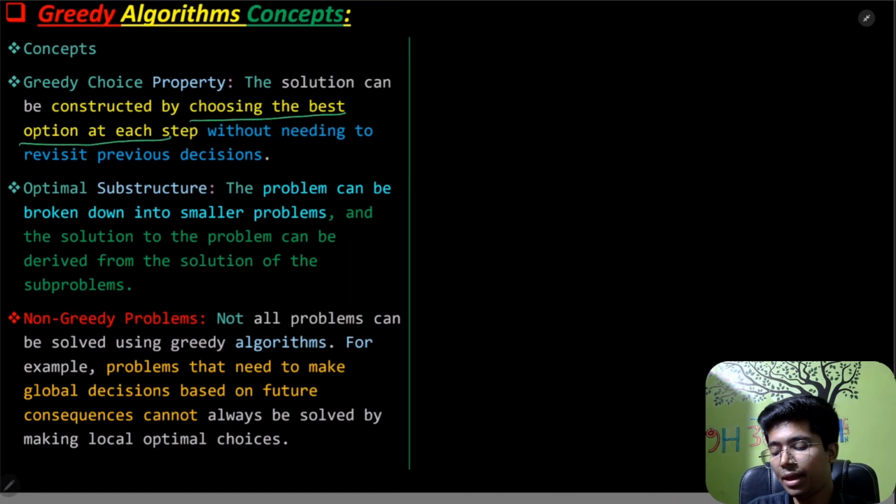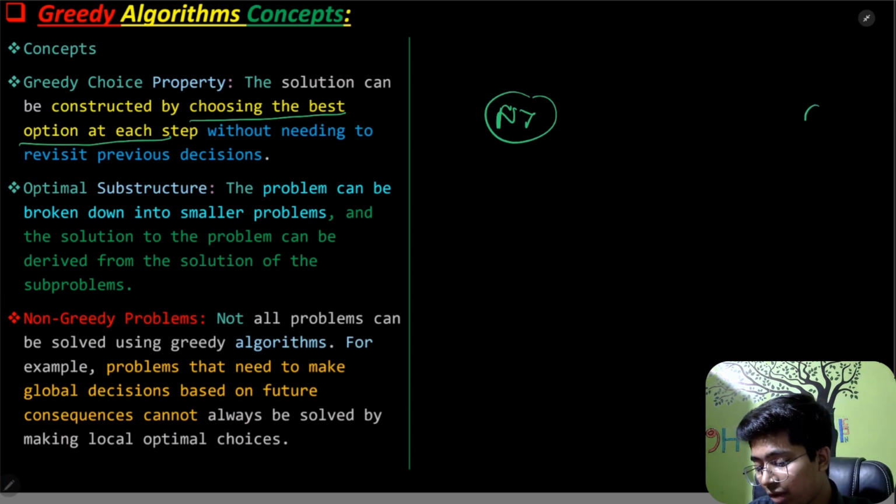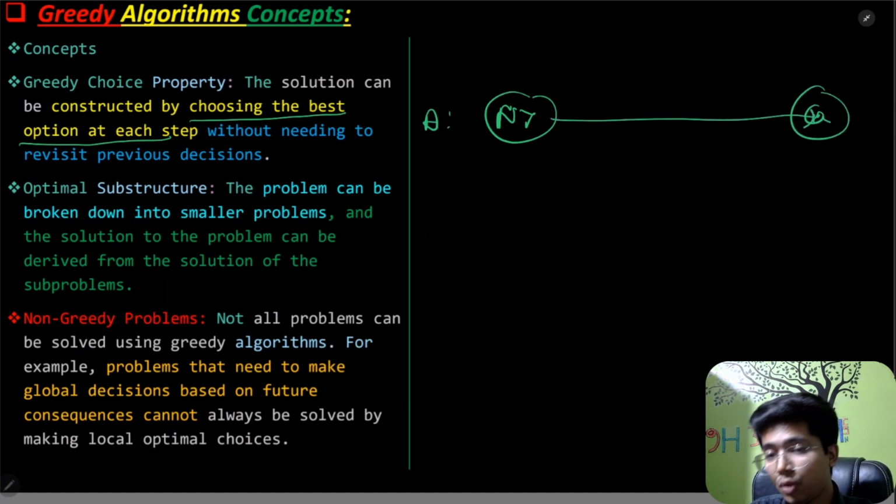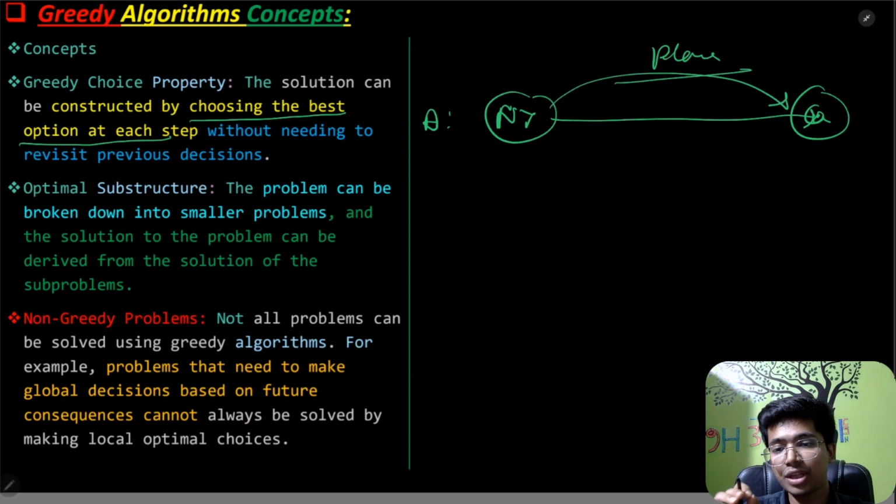previous decisions. Suppose reaching from New York to California, the example that was our person here. Whenever we take a decision to move here, we don't consider, suppose we are journeying by plane, other strategies that were available. We don't consider previous or after. That is the greedy approach.